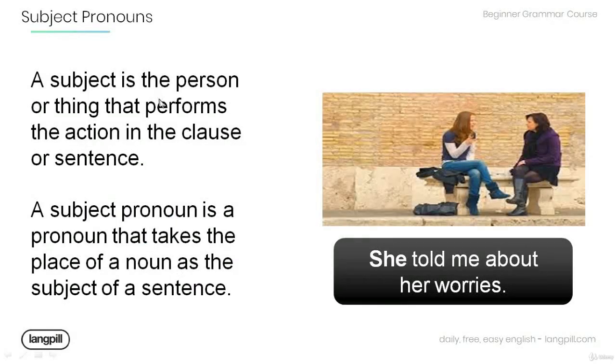Now, a subject is the person or thing that performs the action in the sentence or clause. And a subject pronoun is a pronoun that takes the place of a noun as the subject of a sentence. For example, in the sentence, "She told me about her worries," the word "she" is a pronoun and it is the subject of the sentence. And so the word "she" is a subject pronoun.